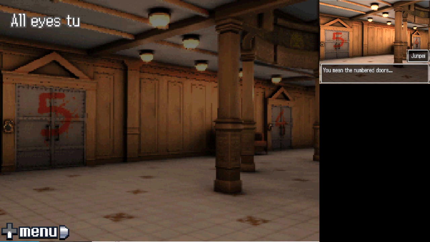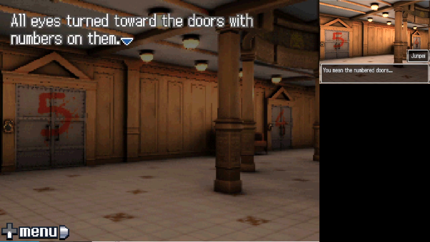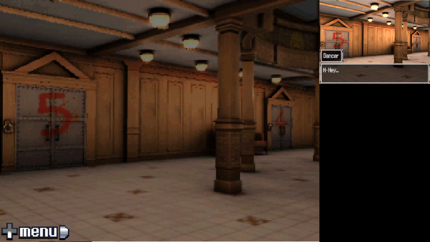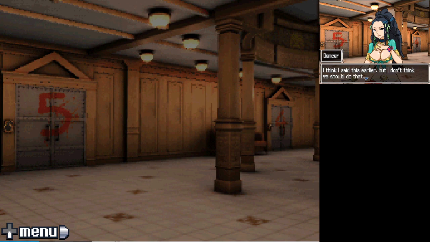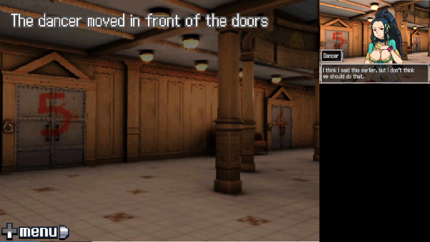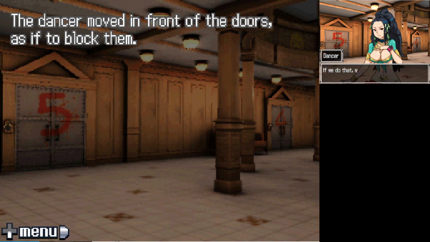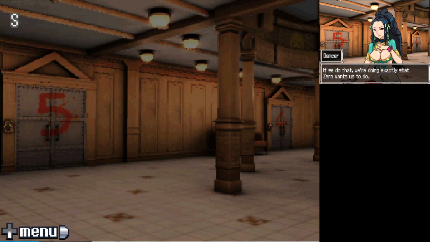I mean the numbered doors. Always turned toward the doors with the numbers on them. The atmosphere of the room grew tense. Hey, wait a minute. I think I said this earlier, but I don't think we should do that. Let's move in front of the doors as if to block them. It'd be crazy to open these doors. If we do that, we're doing exactly what Zero wants us to do.